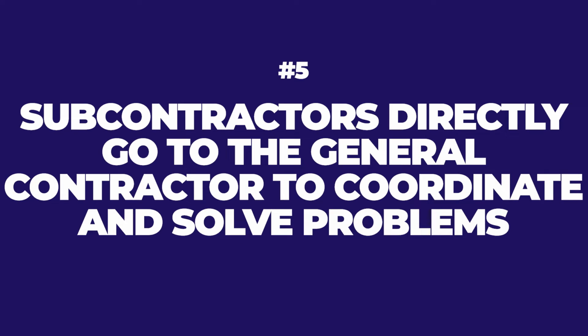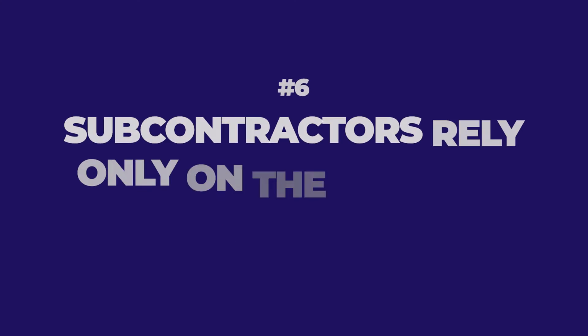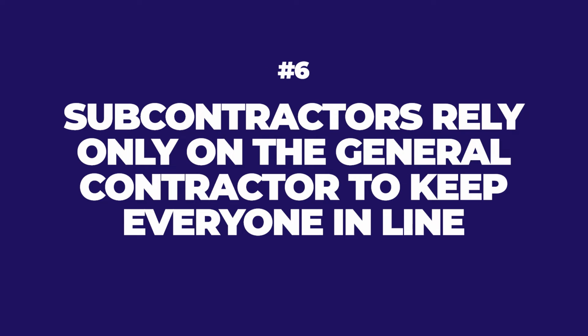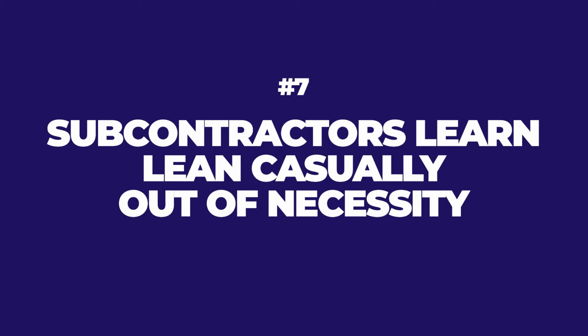Number five, they always go to the general contractor to coordinate and solve problems, even if they could talk to somebody else or the other foreman themselves. Number six, they rely only on the general contractor to keep everyone in line. They never hold each other accountable as a part of a team. Number seven, they learn lean casually out of necessity. They don't really care, and so they don't really stick to it. They don't make progress, and they try to prove a point.